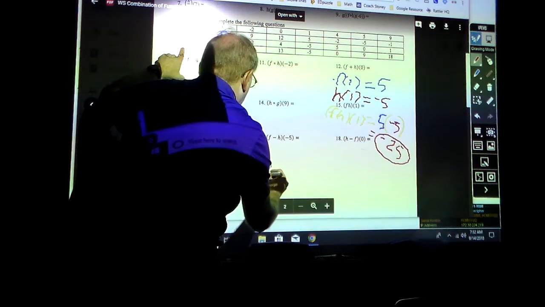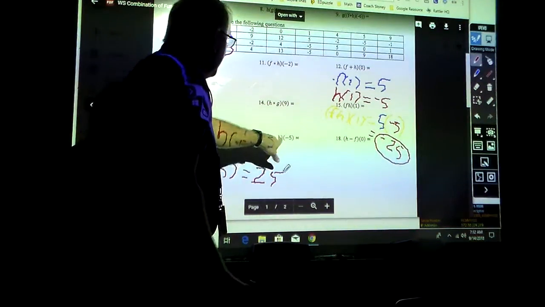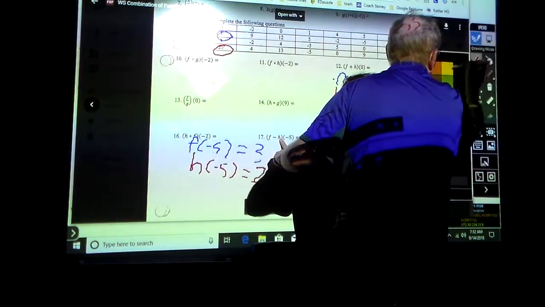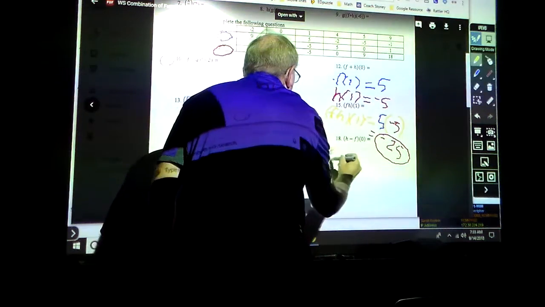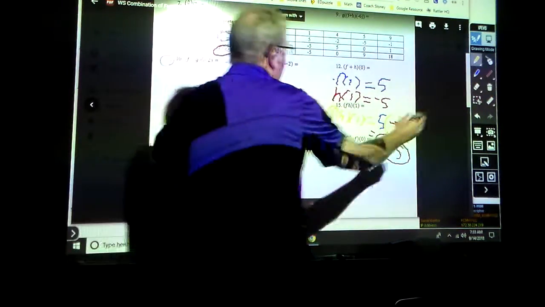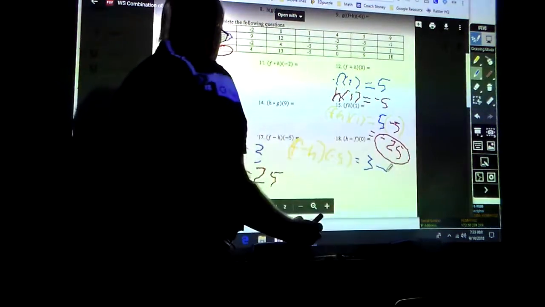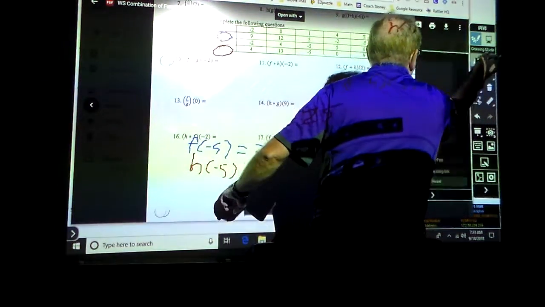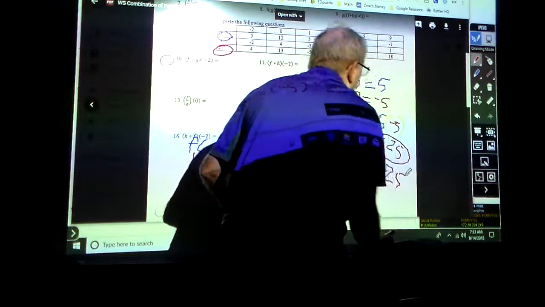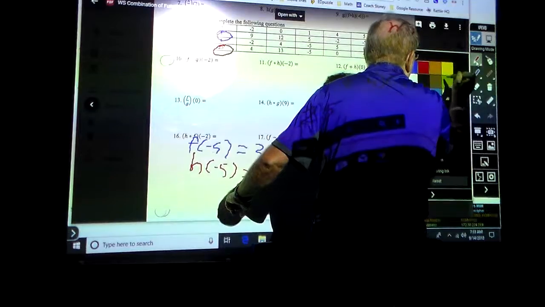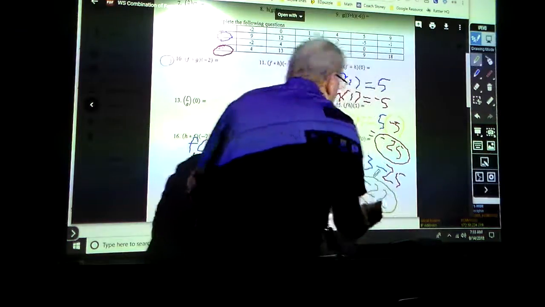I need to write a little better. My 3 didn't turn out too good there. So what this says is this here. F minus h of negative 5 means this. Take the f value, which was 3, and I'm going to subtract the 25. Well, 3 minus 25 is negative 22. That would be the answer then, negative 22.